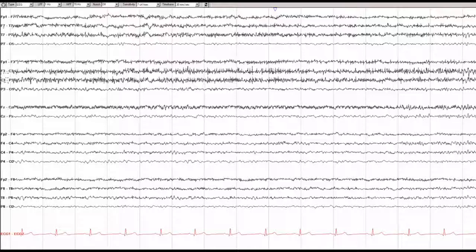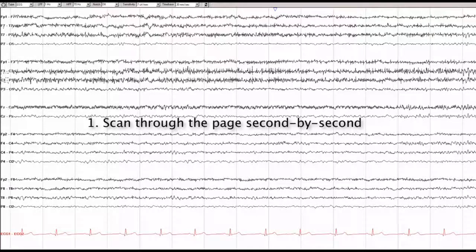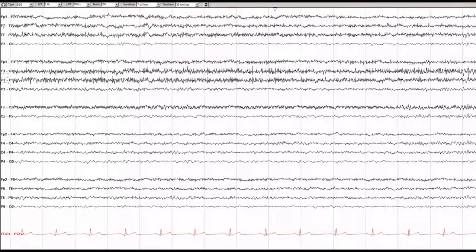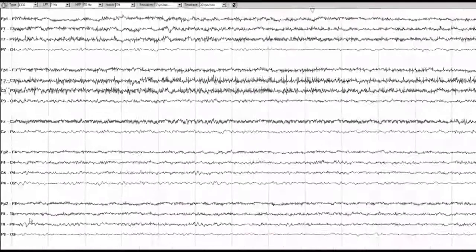When you're first reading EEG, one of the best things that you can do is simplify your reading by going second by second through the page. In each second, it is a good idea to compare analogous head regions. For example, in the first second of this page, we can compare the left temporal region to the right temporal region. Already, we get the hint that there might be a slight difference between these two regions.